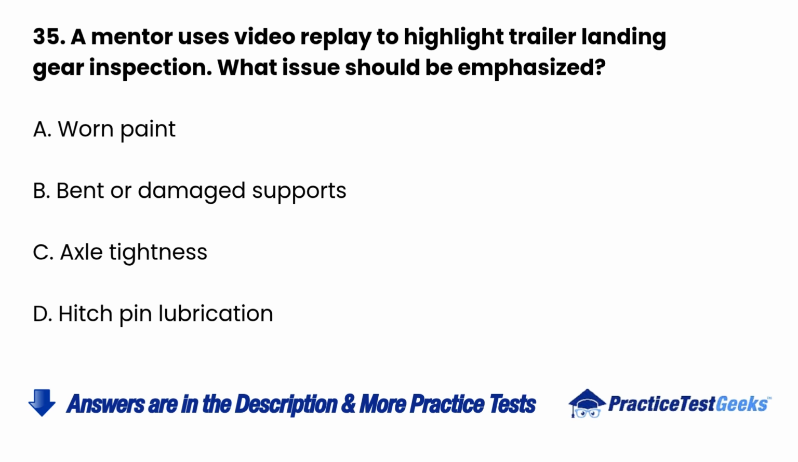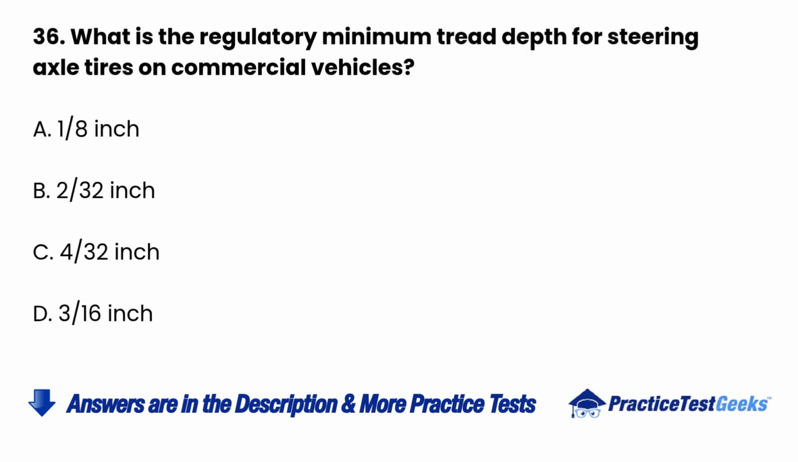A. Worn paint. B. Bent or damaged supports. C. Axle tightness. D. Hitch pin lubrication. 36. What is the regulatory minimum tread depth for steering axle tires on commercial vehicles?